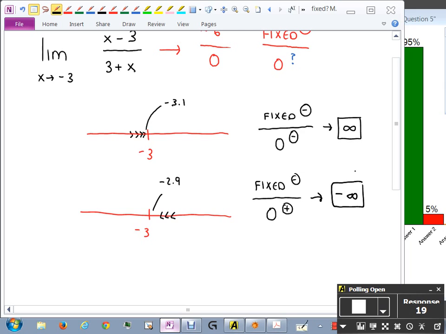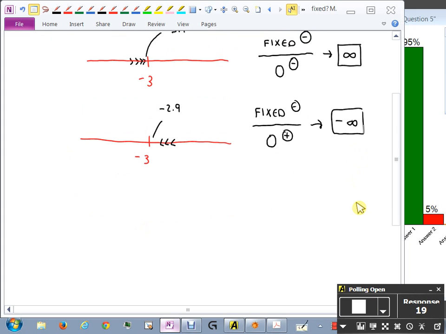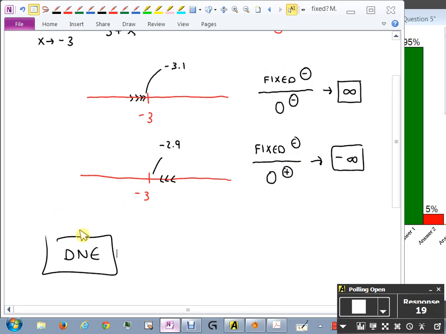And so what are we going to determine for this limit? Does not exist. Because the left and right have to be the same. They both have to be going to positive infinity or both going to negative. So does not exist. Right, this was just work in here. This is my final result.